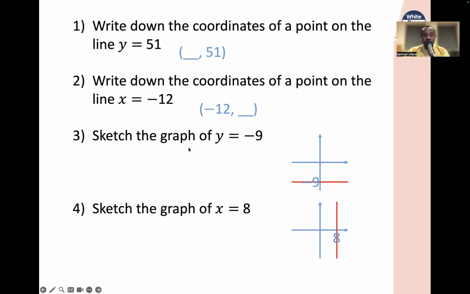Next, we were asked to sketch the graph of y equals negative 9. That would mean drawing a very simple coordinate grid, identifying negative 9 on the y-axis, and then just drawing a horizontal line through it, because y will always be negative 9 on that line. Next, we were asked to sketch the graph of x equals 8. That would be 8 on the x-axis and a vertical line going through it, because x will always be 8 on that line.